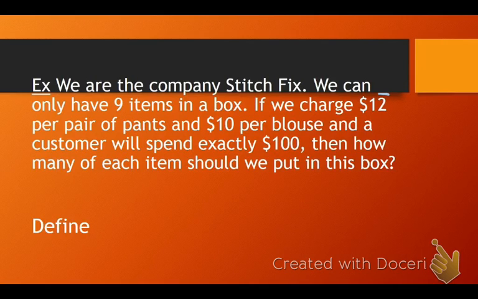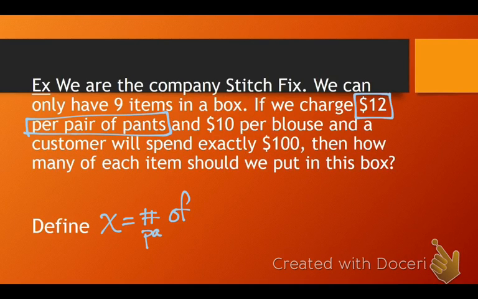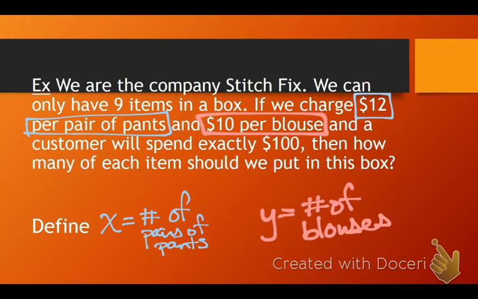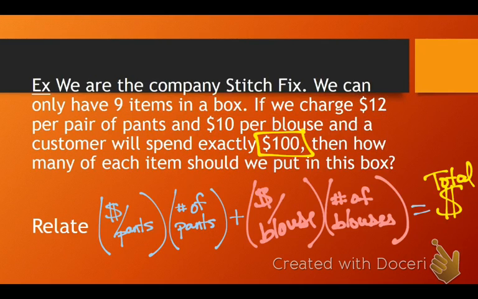So we realize we've got 2 things within this box. One of them is realizing we've got pairs of pants. So I'm going to let X equal the number of pairs of pants. So defining our variables. X is going to be the number of pairs of pants. Y is going to be the number of blouses. That has not changed. So cost of pants times the number of pants plus the cost per blouse times the number of blouses. That's going to equal the total cost that the customer is willing to pay.